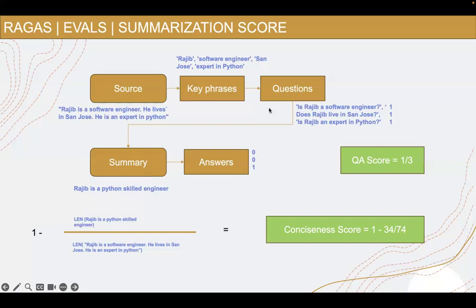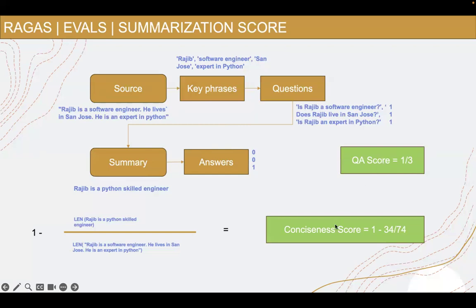If, for example, the first question gets a score of 0, because it cannot be answered based on what we have in the summary, the second question also cannot be answered. The third question can be answered, so it got a score of 1, right? Then the QS score is the sum of the answers, whatever answers we got divided by the total number of questions, right? That is the QS score.